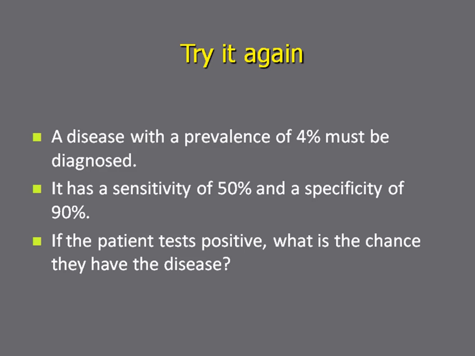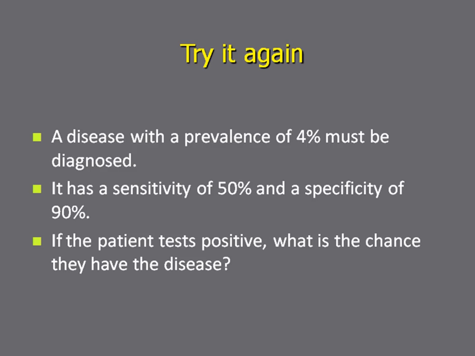Let's again calculate the prediction that the test result indicates the disease, but this time we're going to change the prevalence only, and we're going to change it to 4%. We'll leave the sensitivity at 50% and the specificity at 90%. If the test is positive, what is the chance that the patient has the disease?